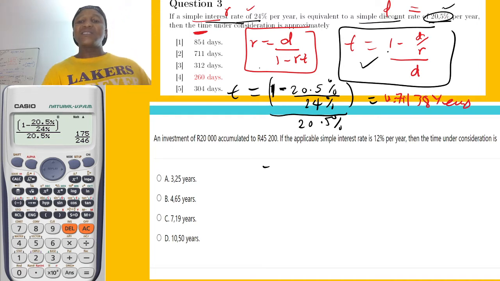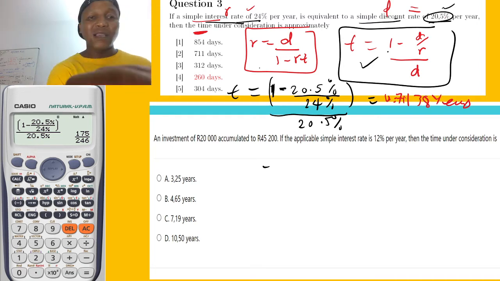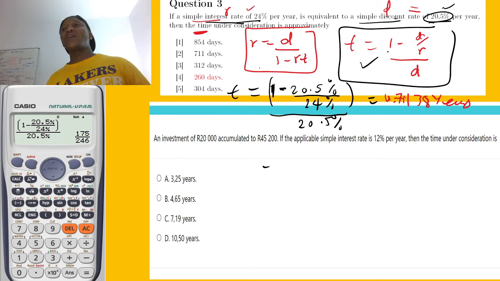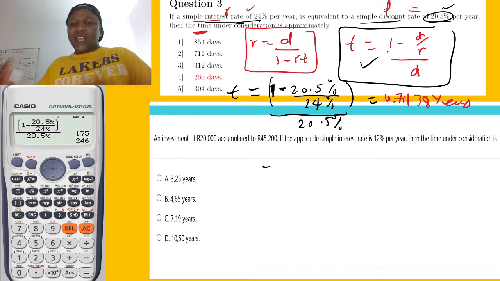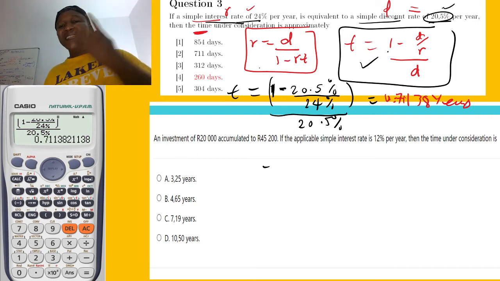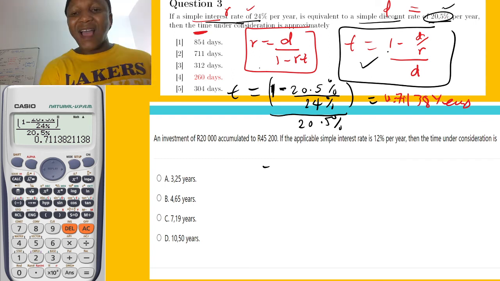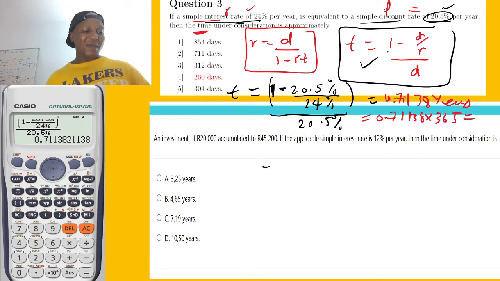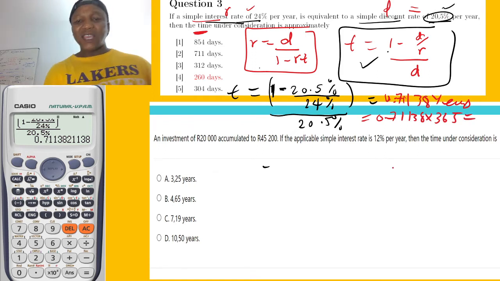Since this is in years, but according to the options they're asking in days, if somebody asks how you are going to change years to days, ask yourself how many days are in 1 year? 365. So take what you have here, 0.71138 multiplied by 365.